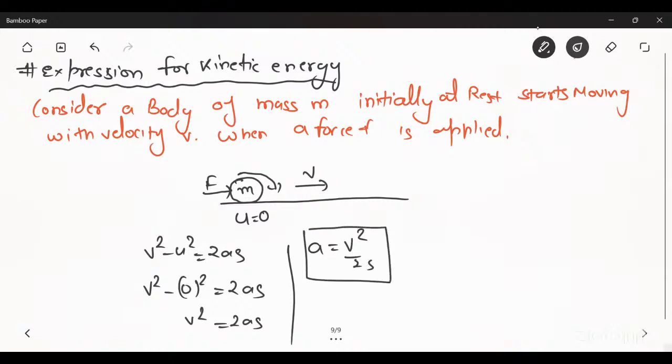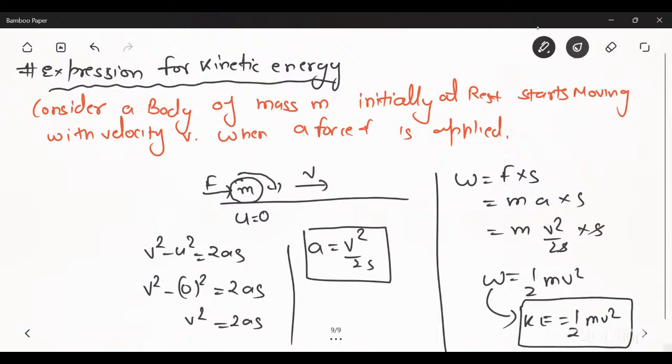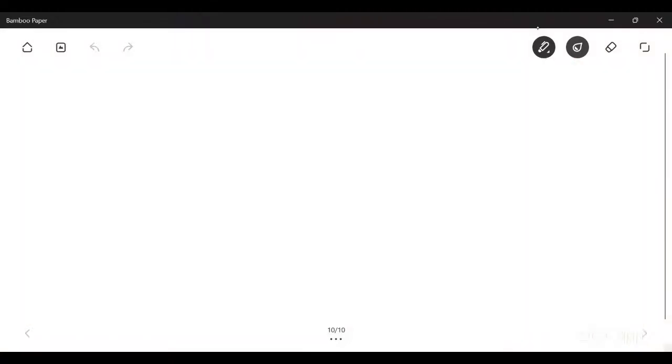Now the formula of work done is work done equal to force into displacement. Force is mass into acceleration, into displacement, and acceleration is v square by 2s, into s. On cancelling, you will get half mv square, and this work done is converted into kinetic energy because it is associated with the moving body. So kinetic energy is equal to half of mv square. Now come to the next, the calculus method.